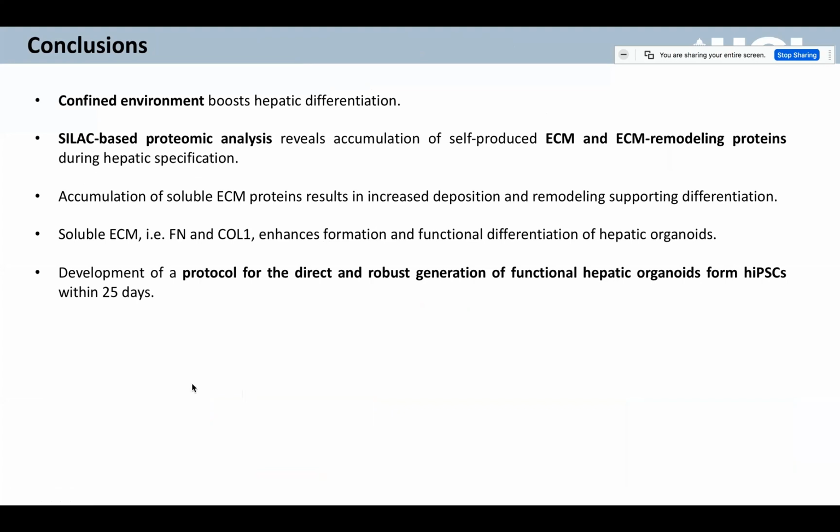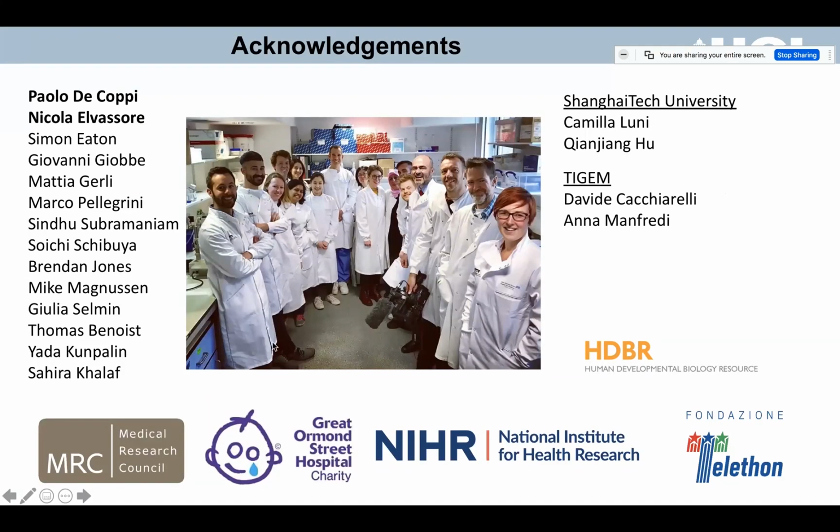Fantastic. Thank you. Yes, just to conclude, the confined environment boosts the hepatic differentiation, and this is because we think extracellular matrix proteins are accumulated, which increases the deposition and the remodeling of the cells. This can also be replaced by the soluble supplementation of these proteins. And finally, we want to propose the development of this protocol for the direct and robust generation of functional hepatic organoids from hiPSCs.